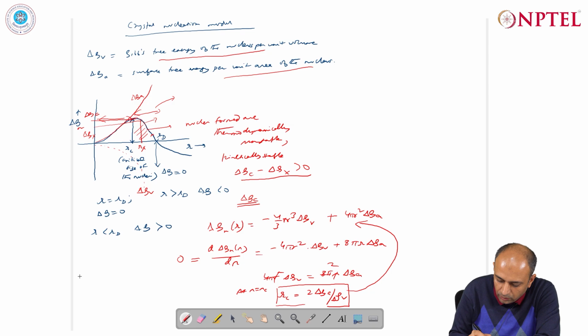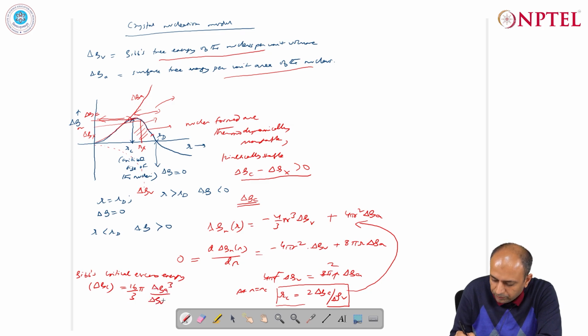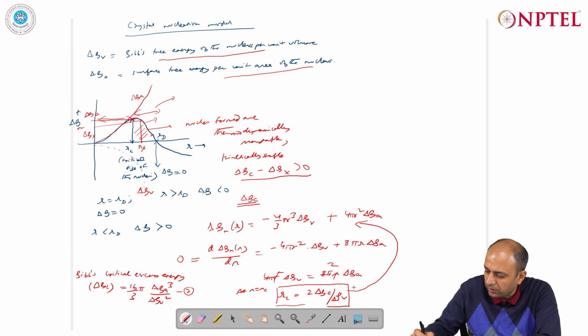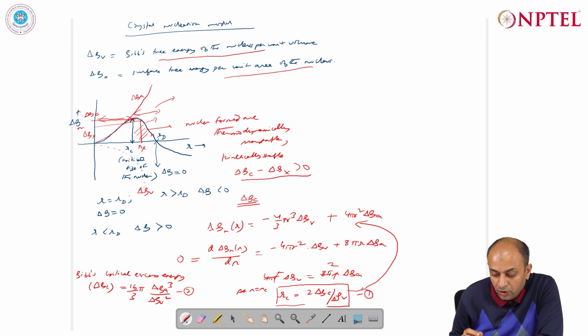then you will get the quantity which is called the Gibbs critical excess energy. This is the excess energy, that is delta Gc, which will come out to be 16 by 3 pi delta Ga cube by delta Gv square. So this is equation number 2, this is equation number 1. So we see now that the activation barrier depends upon the cube of delta Ga, and it is inversely proportional to the square of delta Gv, and overall these decide the magnitude of the barrier height or the activation barrier which is required for the process.